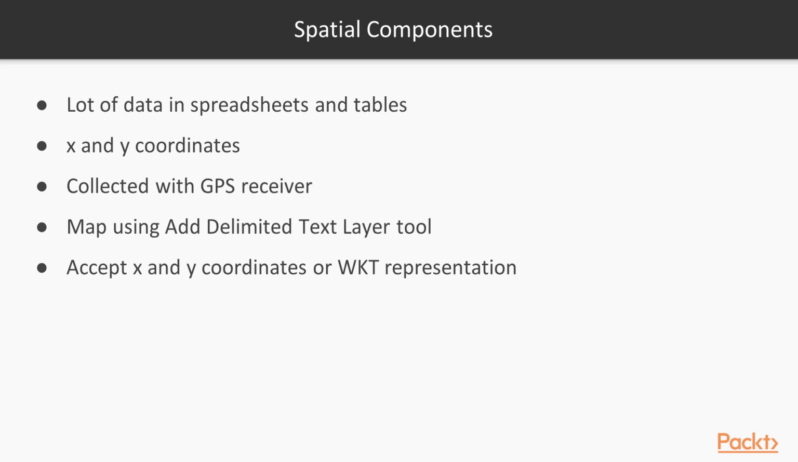There is a lot of data with spatial components stored in spreadsheets and tables. One of the most common forms of tabular spatial data is X and Y coordinates that are stored in a delimited text file. The data may have been collected with a GPS receiver, it may have been generated by a surveyor, or it may have been transcribed off topographic maps. Regardless, QGIS can map these coordinates as points by using the Add Delimited Text Layer tool.